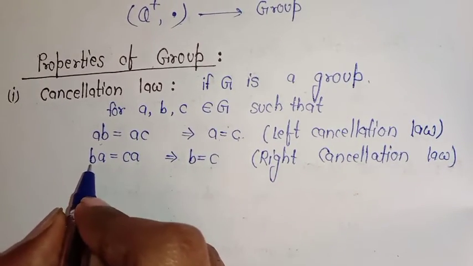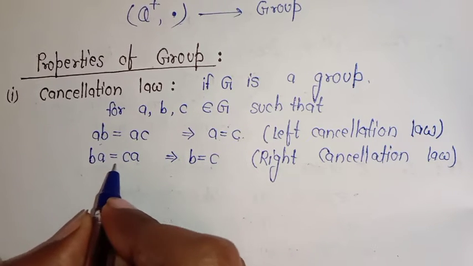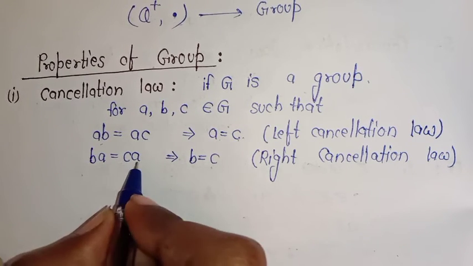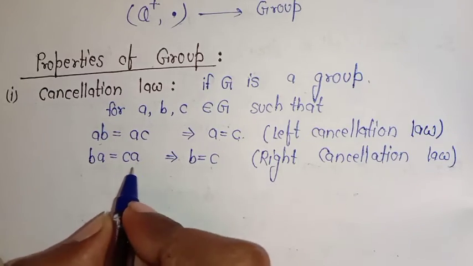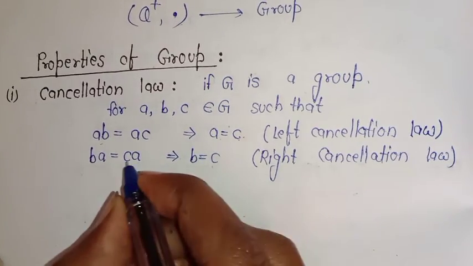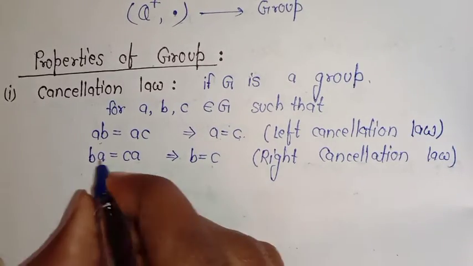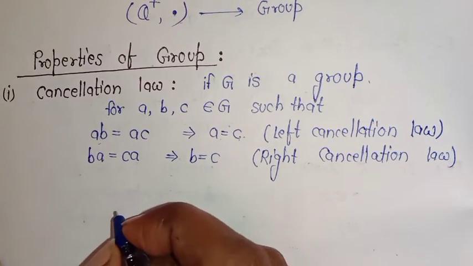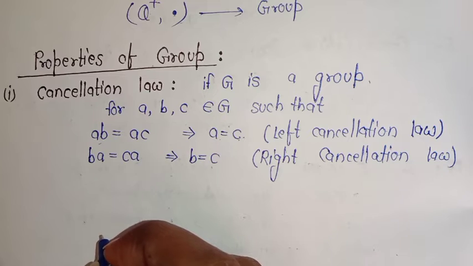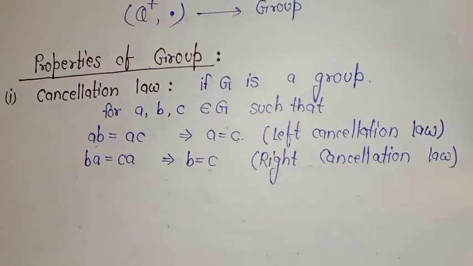And the second one is ba is equal to ca. If ba is equal to ca, then you can see the elements on the RHS, that is the right side, are the same. So a gets cancelled by a by right cancellation law and we get b is equal to c. So these are the properties. Today we will see how to prove such properties.